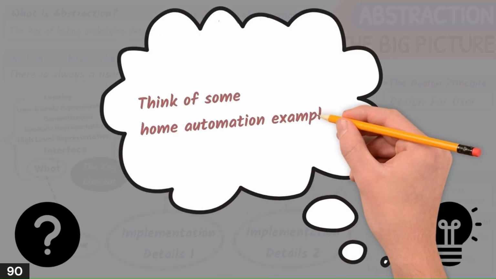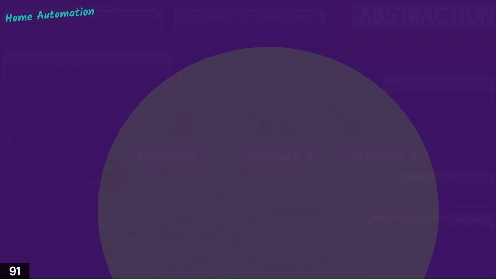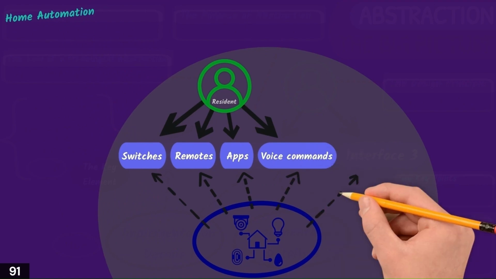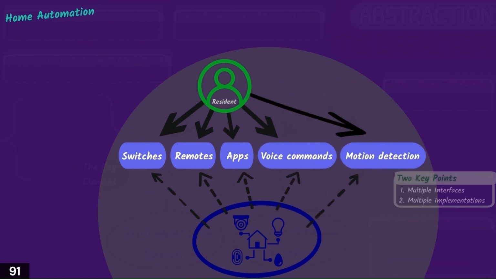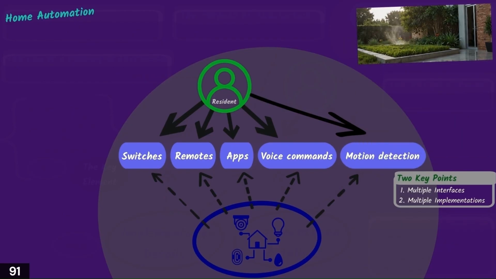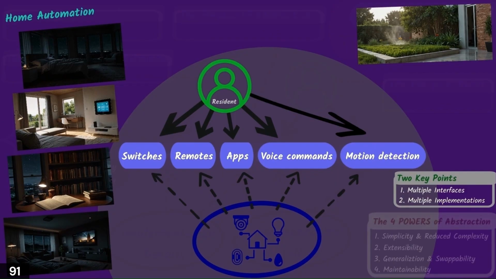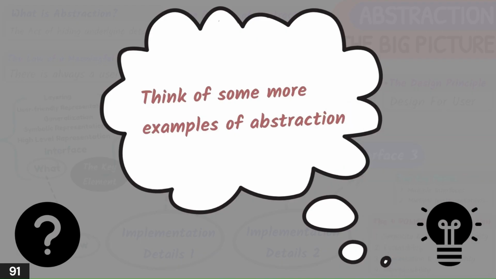Think of some home automation examples. You can control home appliances through switches, remotes, apps, voice commands, or motion detection. That's multiple interfaces and multiple implementations. You can automate watering the garden at 7 a.m. daily or set different themes at home. This gives you the benefits of simplicity, extensibility, generalization, and maintainability. Our world is full of abstractions, making life simpler. Can you think of more examples?